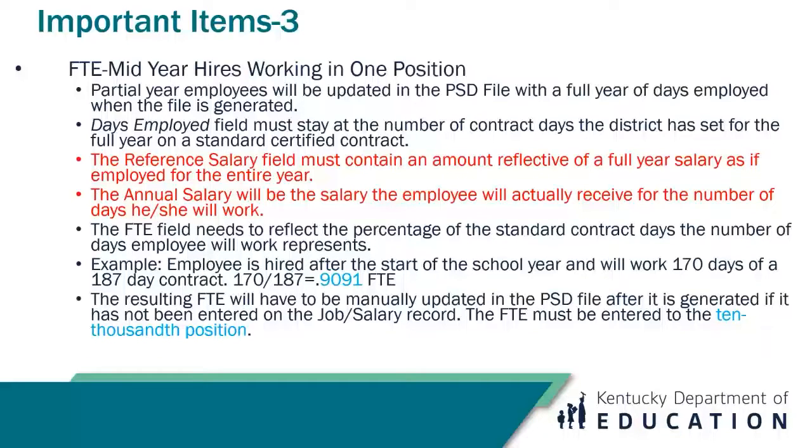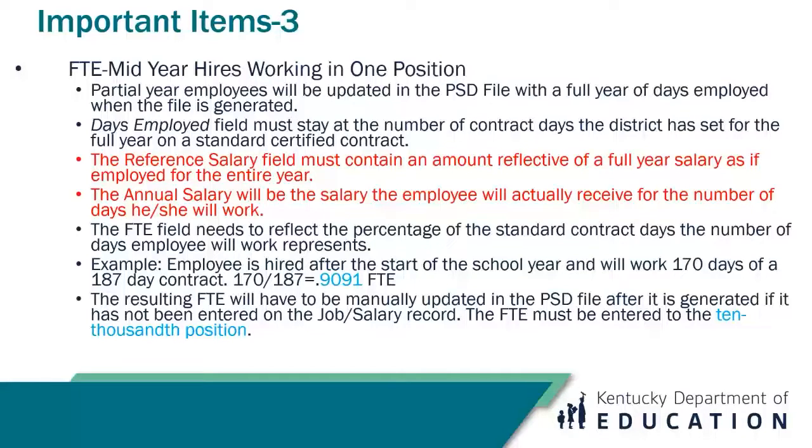The reference salary field must contain an amount reflective of a full year salary as if the employee was employed for the entire year. But here's where you're going to see the difference. The annual salary field will be the salary the employee will actually receive for the number of days he or she will work. So the reference salary is going to match what that salary table would be, a full year salary. The annual salary is going to be set for if they would make $50,000 a year on the reference salary, but they're only there long enough to make $40,000. That's what you would have in the annual salary field.